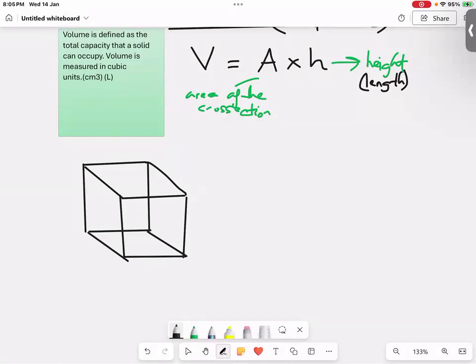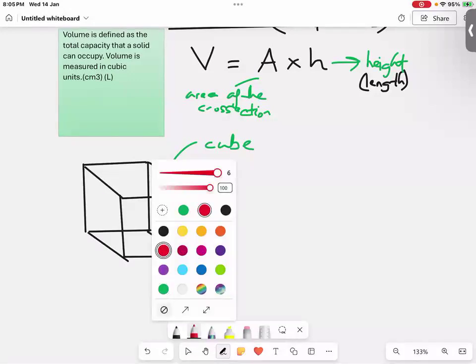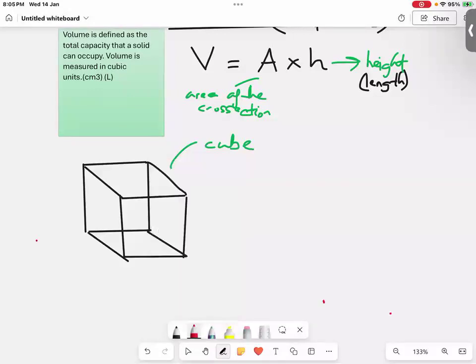That is an example of a solid. This solid is called a cube. So how is it, or why is it called a cube, Mr. Peart? Well, it's called a cube because every cube has what is called a square cross section.